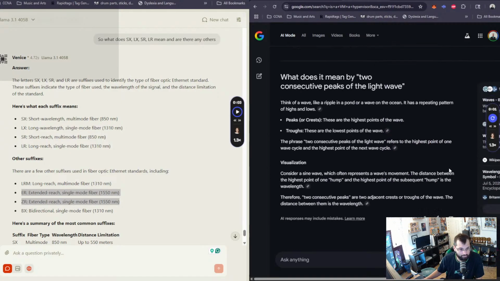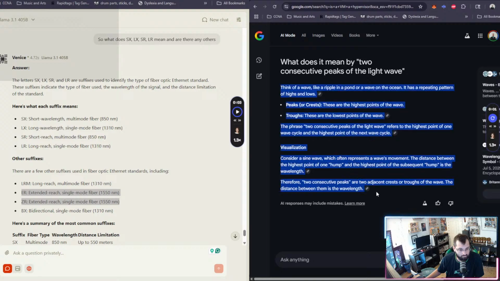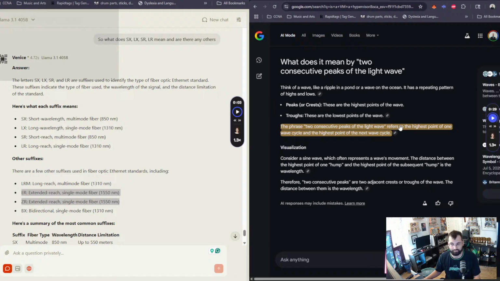Okay. Okay, talk to me. What do we got? Think of a wave, like a ripple in a pond, or a wave on the ocean. It has a repeating pattern of highs and lows. Peaks, or crests, are the highest points of the wave. Troughs are the lowest points of the wave. The phrase two consecutive peaks of the light wave refers to the highest point of one wave cycle and the highest point of the next wave cycle.